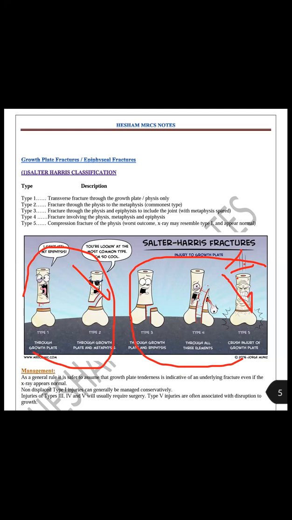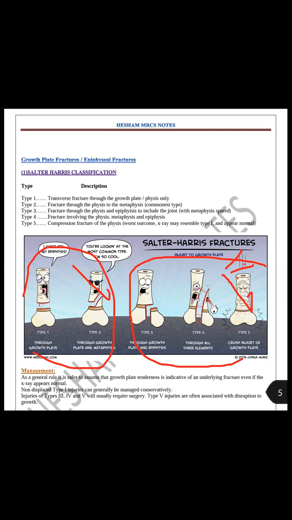I will repeat it again. Salter-Harris type 1 is a growth plate fracture. Type 2 is fracture of the growth plate and the metaphysis. Type 3 is trauma to the growth plate and epiphysis. Type 4 is the whole three. And type 5 is crush to the growth plate.